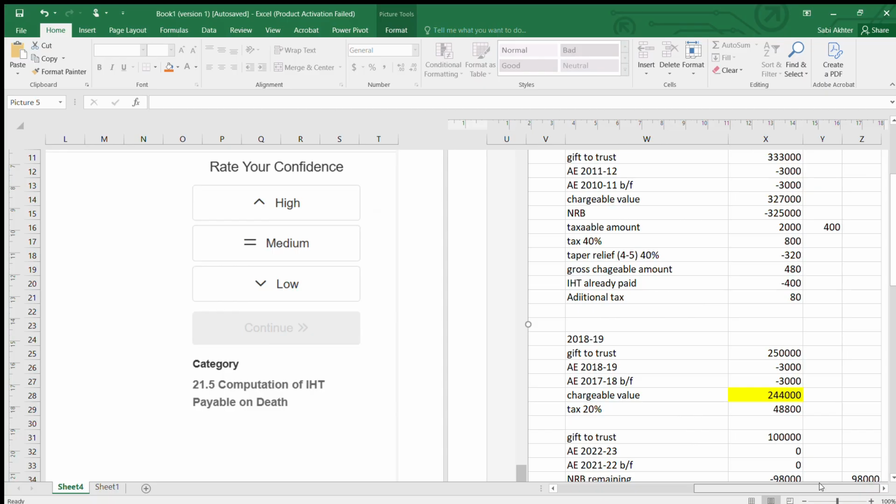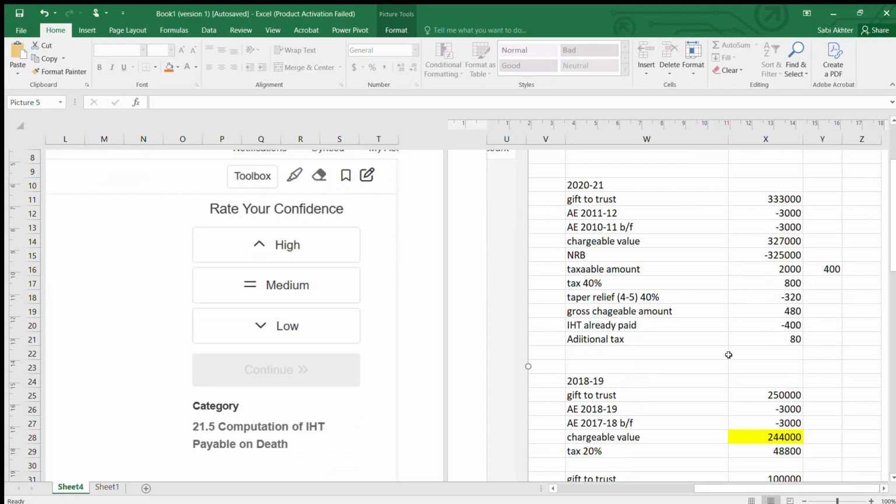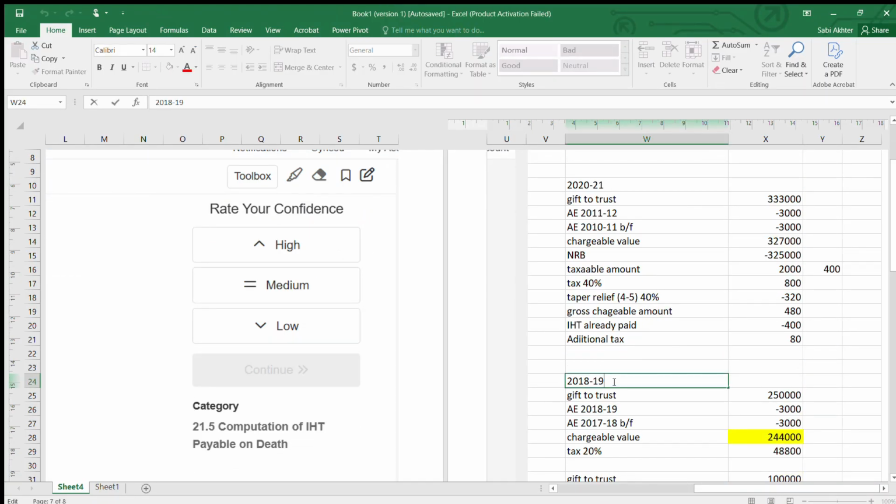Okay, so the next one will be tax year 22-23. Gift to daughter. Okay, this is the gift to daughter, and now the PET as per the 22 solution was 44,000.